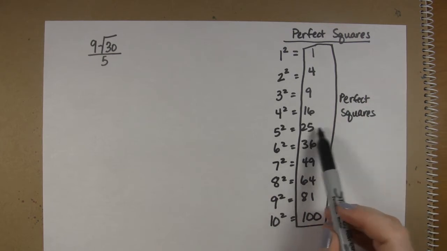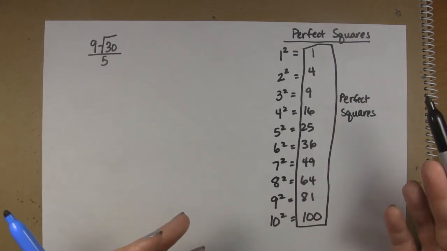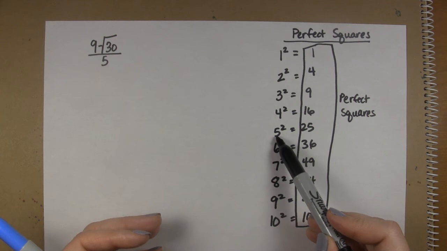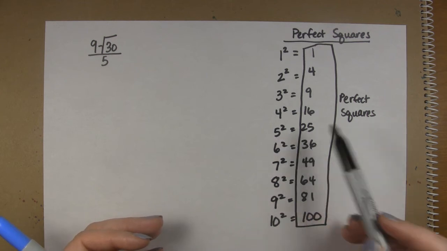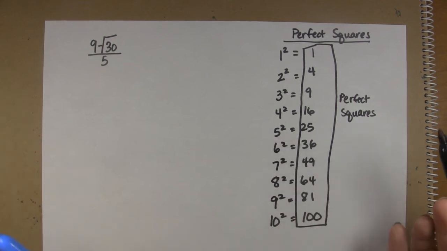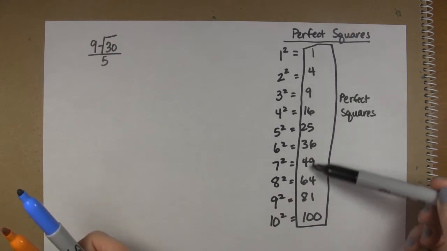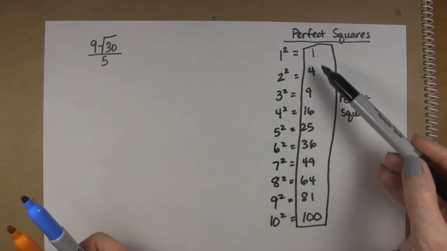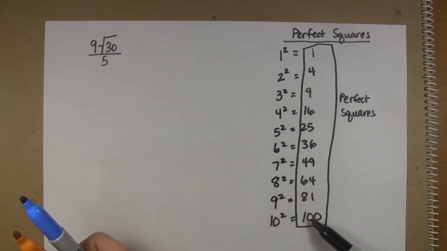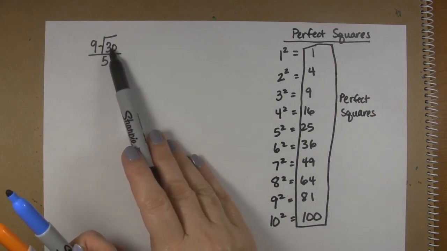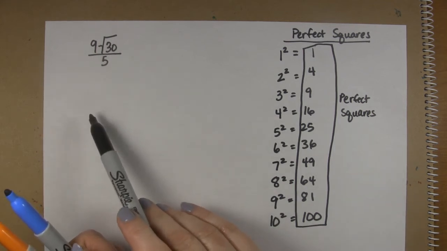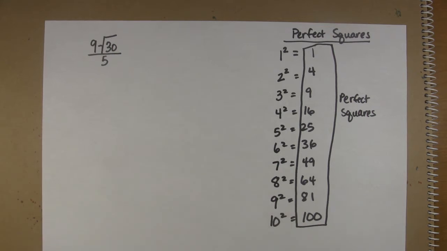Because you can find a number that you can multiply by itself, a normal number, like 5 times 5 is 25, 6 times 6 is 36. Well, you need to know these because you need to know if any of these numbers can go into this number. And in this case, in 30, you can't, because you can only make 30 a couple of different ways.